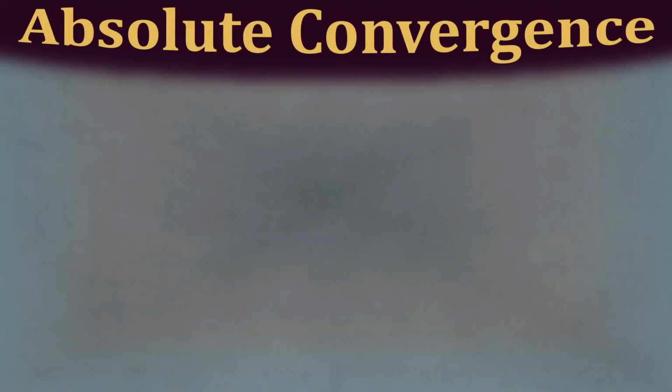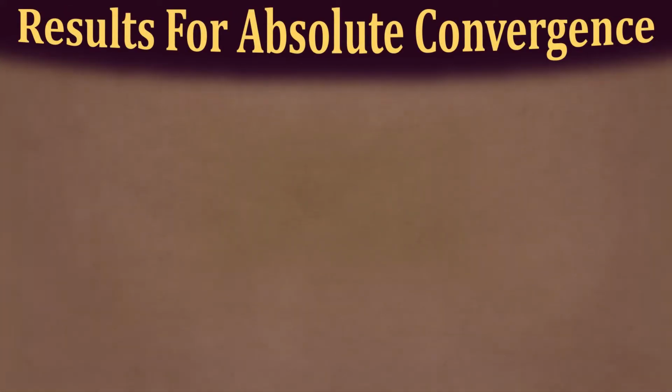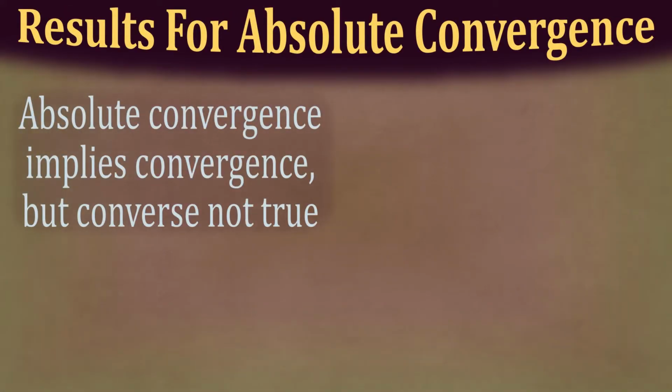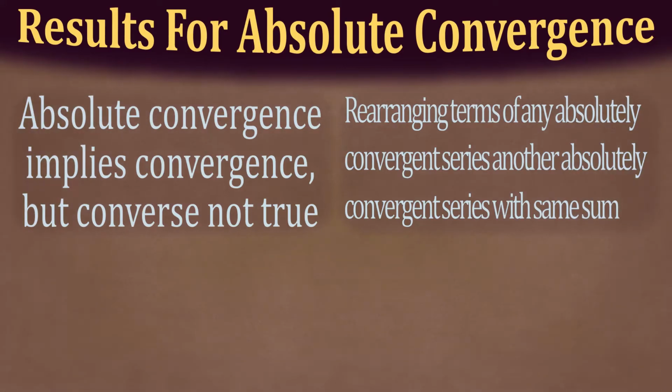Now, let's move on to defining absolute convergence. A series, the sum over all n of Zn, converges absolutely if the sum over all n of the modulus of Zn also converges. Next, let's give results for absolute convergence. Absolute convergence implies convergence, but the converse is in general not true. The result of rearranging the terms of an absolutely convergent series in any way is another absolutely convergent series with the same sum.